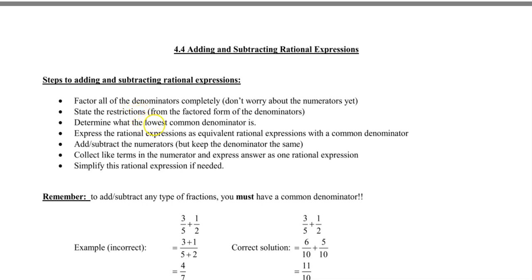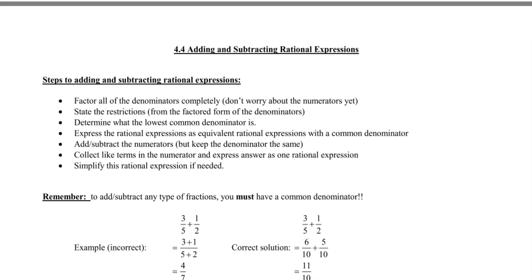Determine what the lowest common denominator is. And then, back to 4.1, express the rational expressions as equivalent rational expressions with that lowest common denominator. At that point, you're going to add or subtract the numerators, but the denominators stay the same, just as with regular fractions. We'll take a look down here. Collect like terms in the numerator. Express your answer as one rational expression, and it could be that the expression needs to be simplified.